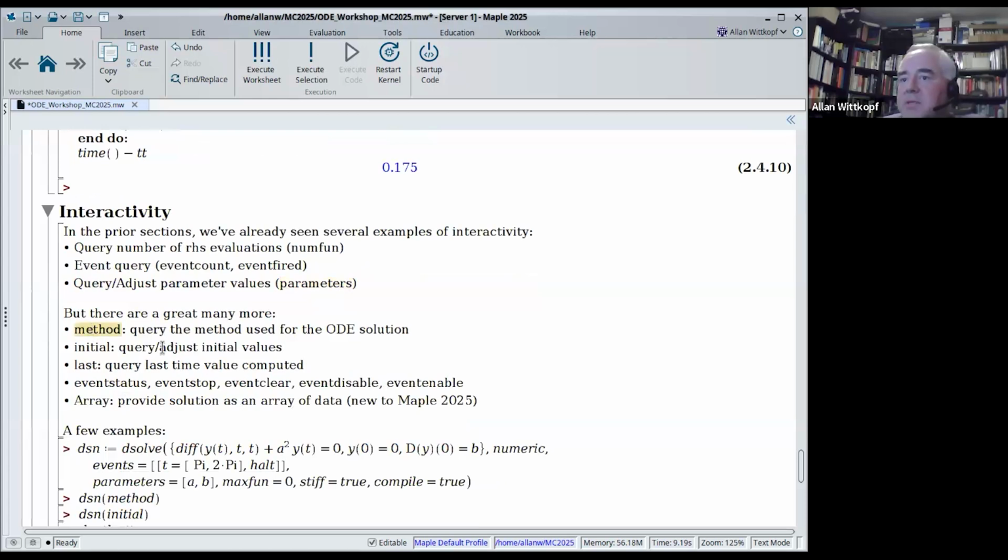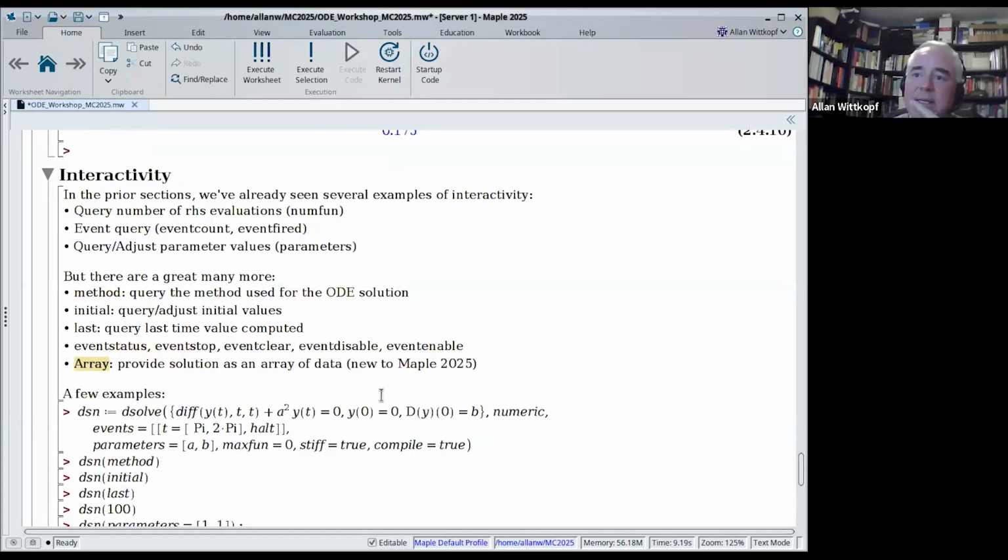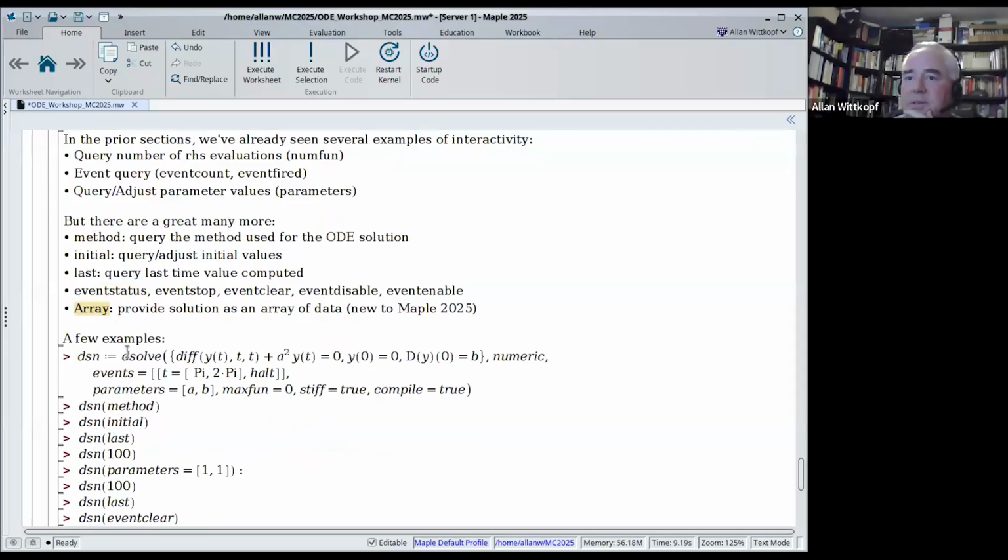We can ask what method was used to solve the ODE. We can query and set the initial values used for the ODE. We can ask for the last value computed for the ODE. A lot of event control stuff as well. And array, you might have briefly seen in Jürgen's presentation yesterday, use of data array output. And I'll show that here too. So a few examples of this.